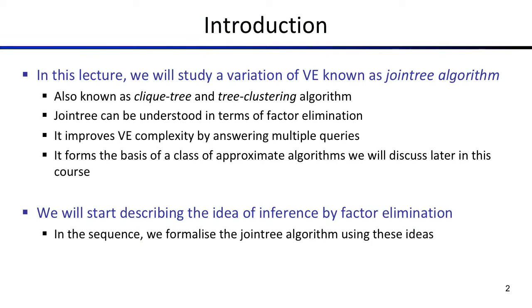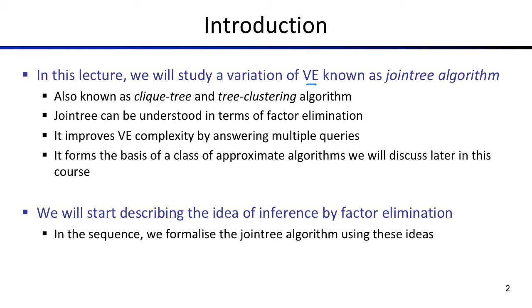The Jointree algorithm is very similar to variable elimination, which we call the VE in this slide. This algorithm is also known as the clique tree or the tree clustering algorithm. Especially when we work with Markov networks, it is better known as the clique tree algorithm instead of the Jointree algorithm. The main idea is that we can rethink what we know about variable elimination in terms of factor elimination. So we can think about an algorithm that chooses one factor and eliminates that factor by multiplying it to another factor that we have in the network.